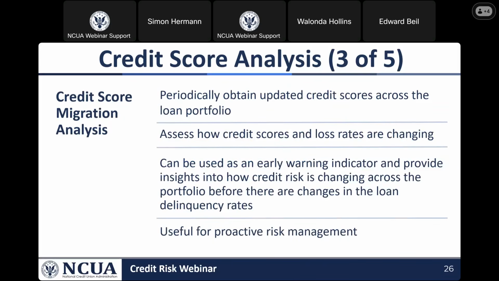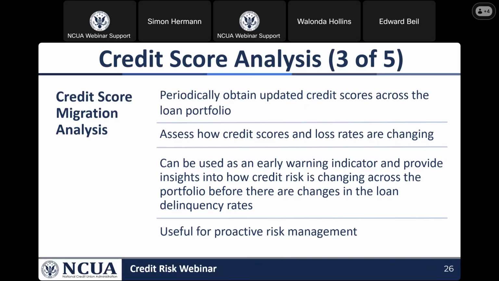Another useful tool that many well-run credit unions use is credit score migration analysis. Migration analysis can be completed in different ways. However, the analysis can generally provide a more holistic view into how the probability of default is changing within the portfolio by obtaining updated credit scores on a periodic basis to assess whether the credit quality of the portfolio has improved or deteriorated, and to assess default rates by credit score.